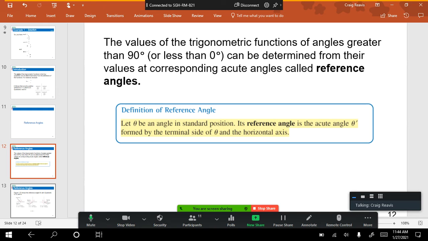So theta is an angle in standard position. Its reference angle is the acute angle, written as theta with an apostrophe. So when you see theta, that's the original angle. Theta with apostrophe is the reference angle. The reference angle is the 0, 30, 45, 60, or 90 that is the base for the value of the sine, cosine, and tangent.